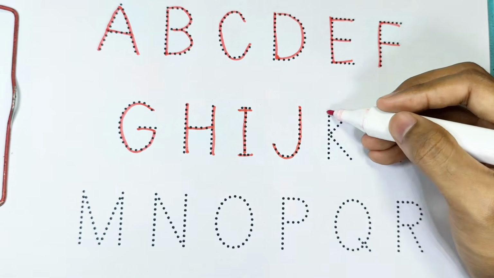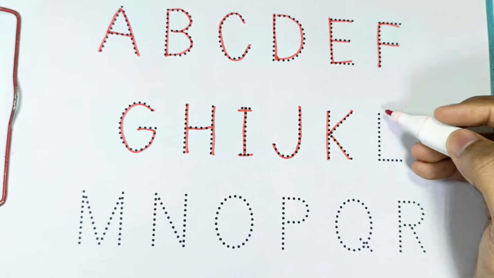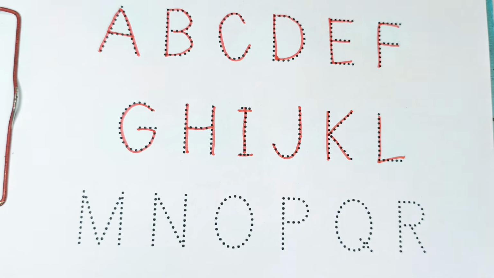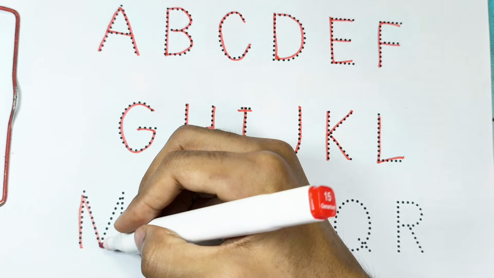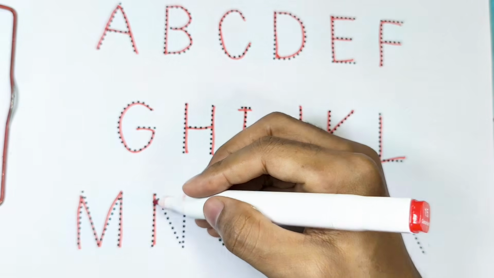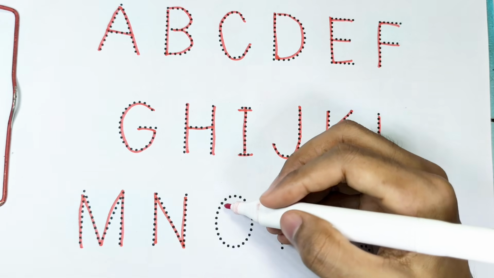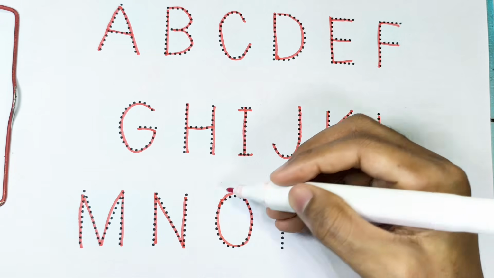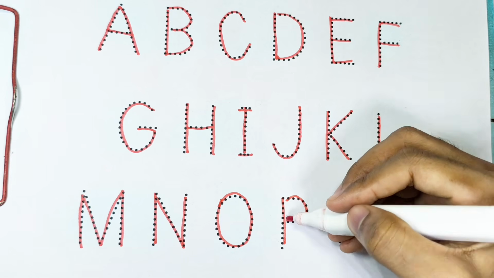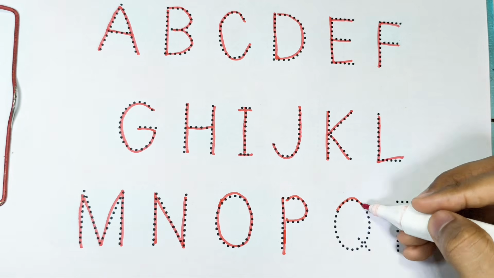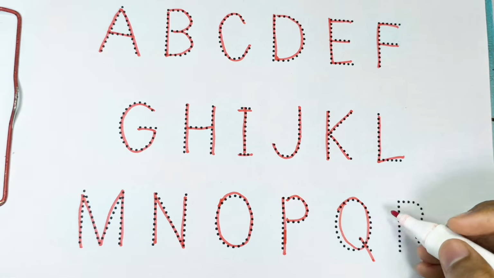The next one is J. Yes, K. L for lion, L for lemon. Now we're writing the alphabet of M. Yes, M for mango. And the next one is N. N for nose. P. The next one is P. Now we're writing the alphabet of Q, and the next one is R.